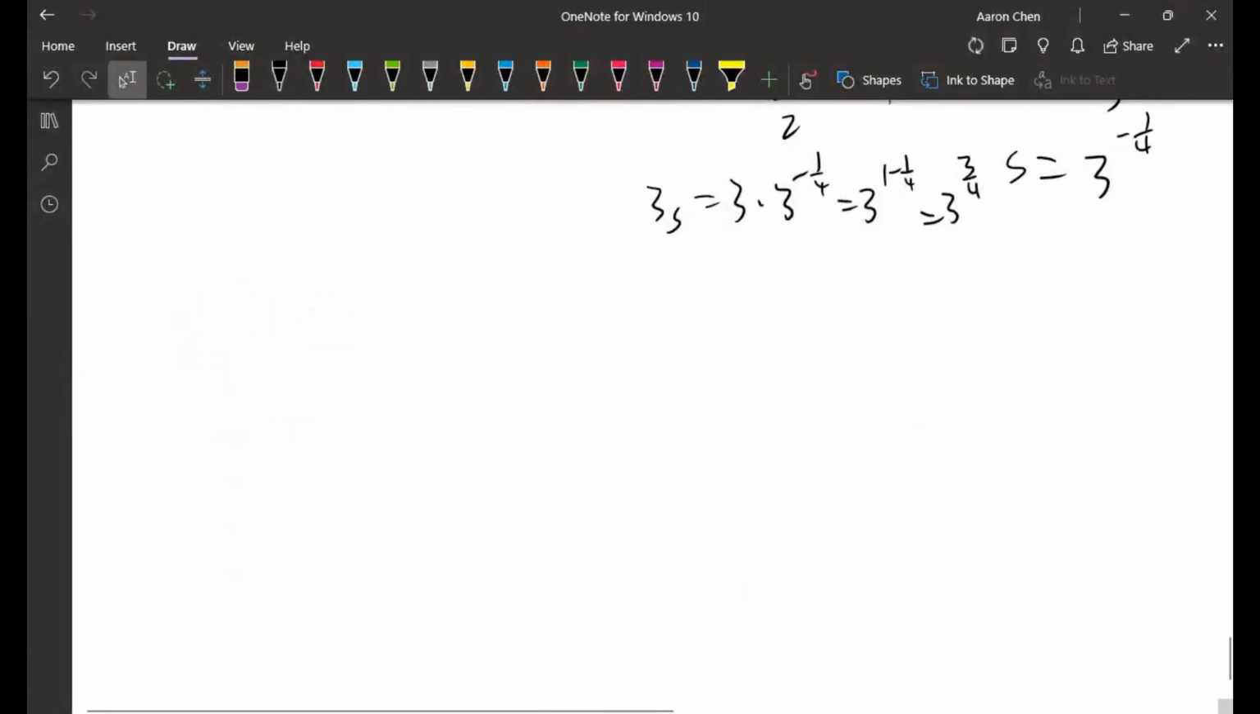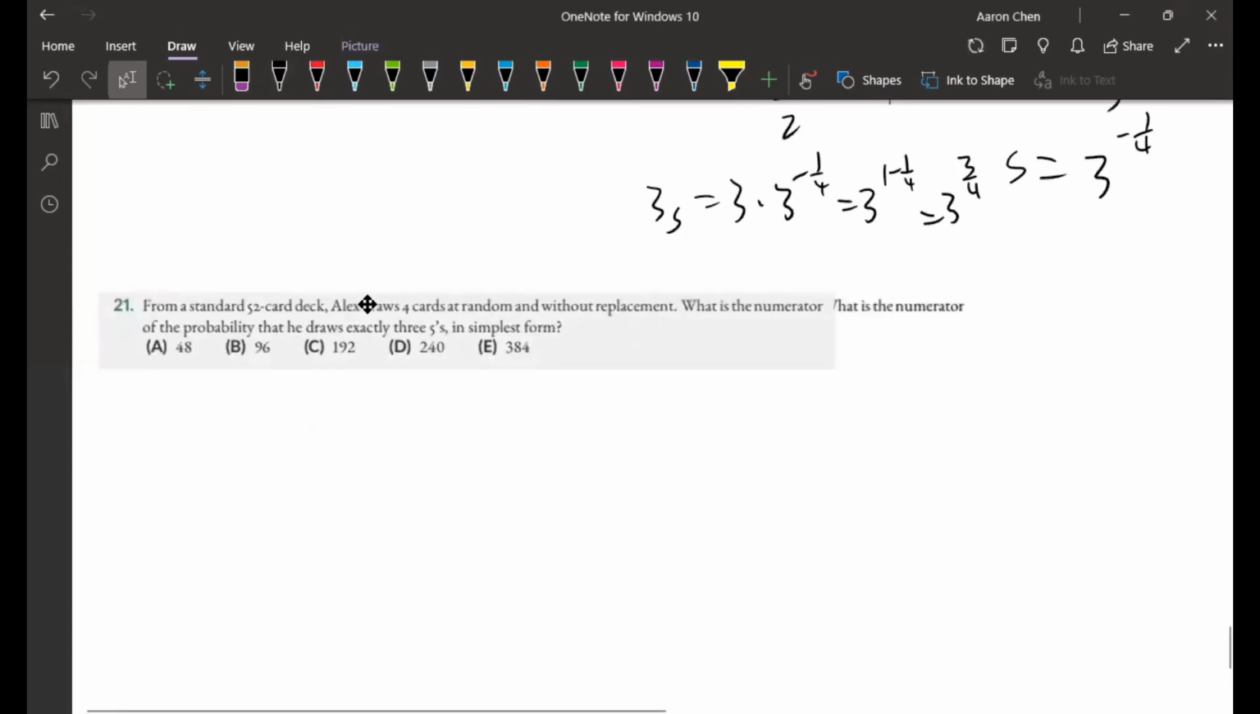So next up is question number 21. We have a standard 52 card deck, and Alex is drawing 4 cards at random without replacement. So we want to find basically the probability he draws exactly 3 5s.